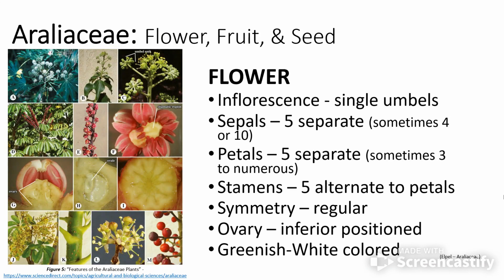As stated previously, plant families are grouped together according to similarities among their fruits, flowers, and seeds. Araliaceae plants flower from single umbels. For the most part, Araliaceae flowers also have 5 separate sepals, 5 separate petals, and 5 stamens positioned alternately to the petals. However, some flowers have 4 or 10 sepals and 3 to numerous petals. The flower symmetry is regular with an inferior positioned ovary. The image on the left side shows various flowering and fruiting parts of Araliaceae plants.